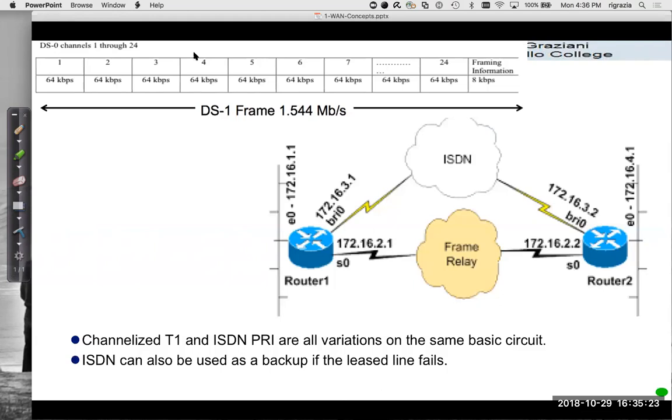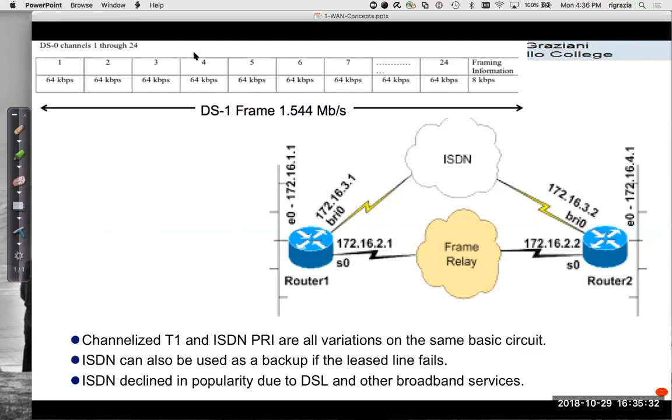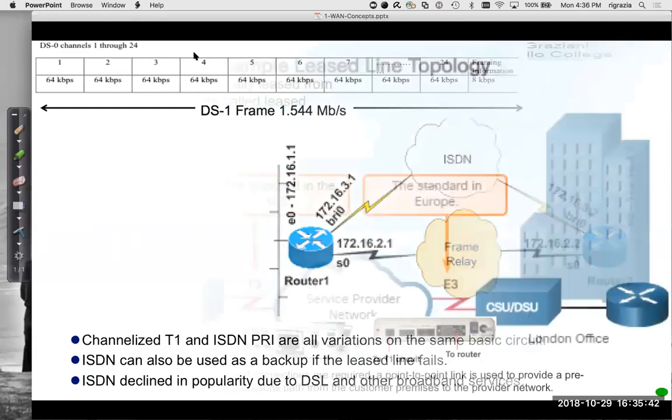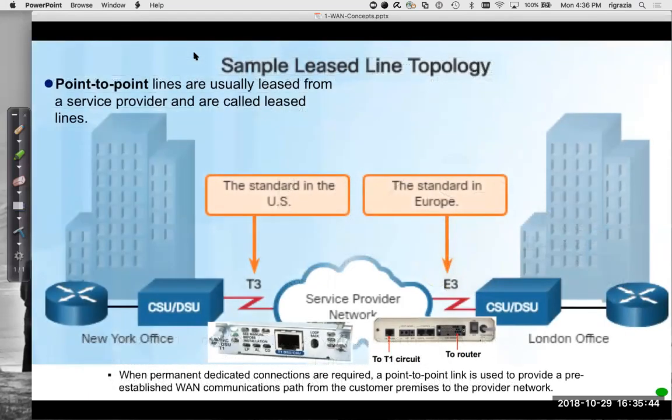You see up above there a T1 frame. I'm going to talk more about that in just a moment. But ISDN has gone away, and that's because people could connect much more easily, cheaply, and at much higher bandwidth using things like DSL and other broadband services. So ISDN is a thing of the past.